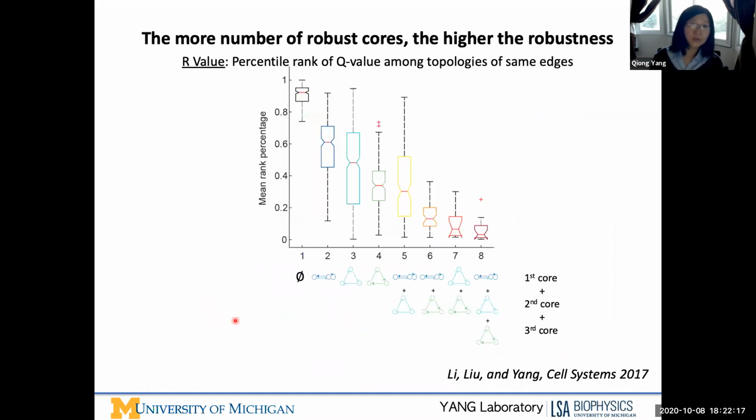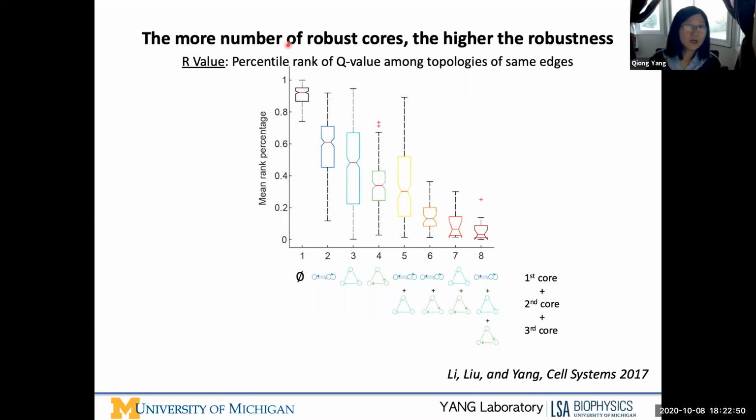So now if we group the whole atlas into groups based on the core composition, we found that there are a total of 8 clusters, 8 groups. The very left one contains none of the 3 robust cores, but they can have any combination of the 5 non-robust cores, okay? And then the others have 1 of the robust cores, or 2, or 3 of these.